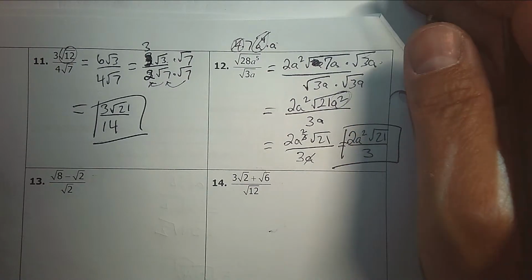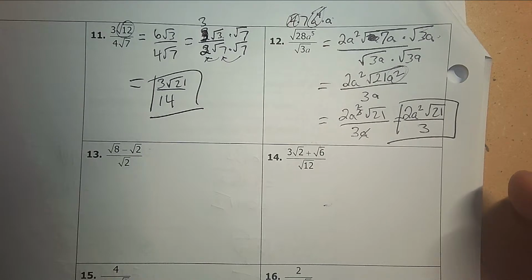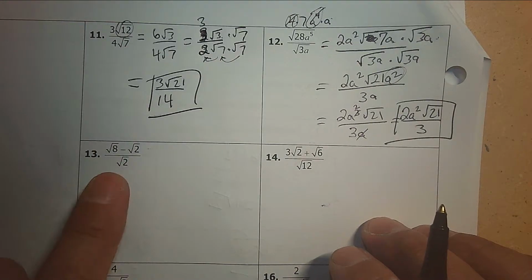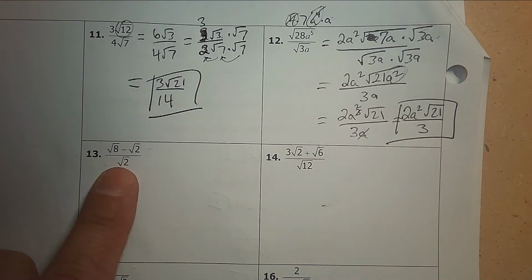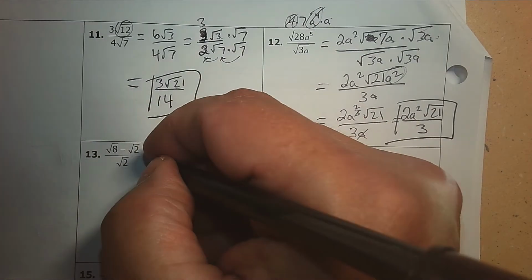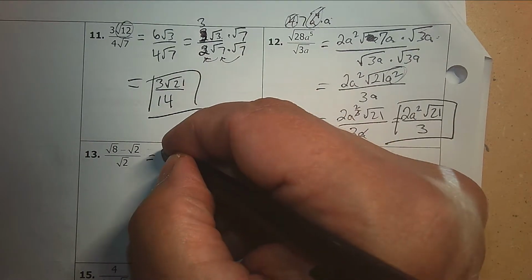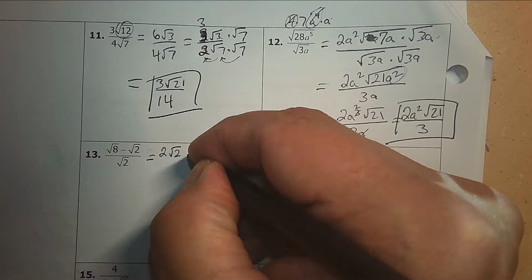All right, 13 is a little different. What makes 13 a little different is that the numerator has two numbers adding or subtracting. This is a binomial number. So, first step is there anything simplifiable? So root 8 can be written as 2 root.